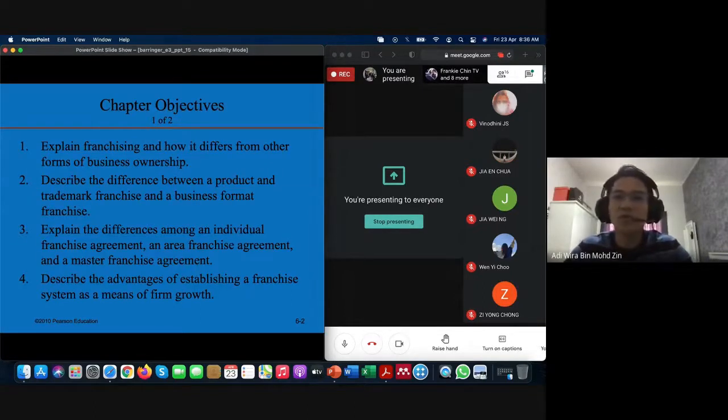So let's go through the objectives of this study. Of course, you need to distinguish the difference between business ownership compared to franchising. Why is it different compared to other kinds of business ownership? And then we will take a look at two kinds of franchising: product trademark and also business format trademark.